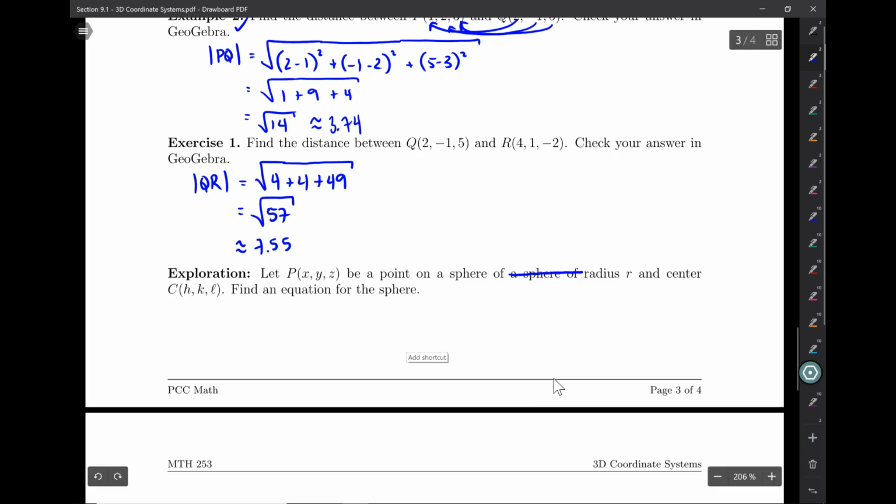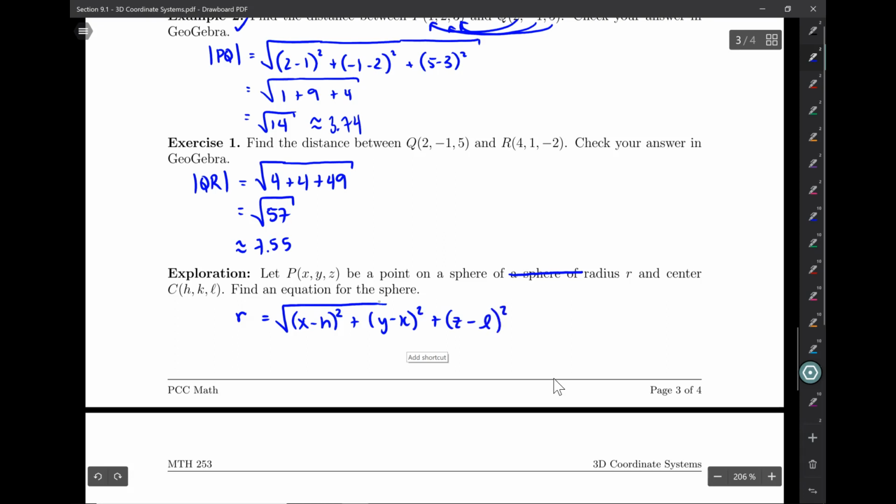That distance is r. So I can say r squared is going to always be, and actually maybe I'll just use r instead of r squared. We'll just do r equals the square root of, so we would have the distance between the 2 points, the center and the point P. So x minus h squared plus y minus k squared plus z minus l squared.